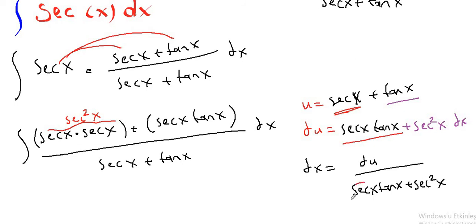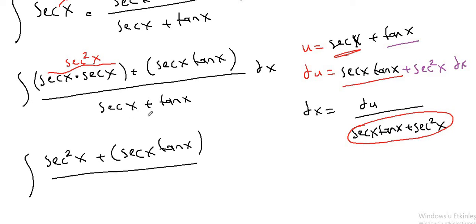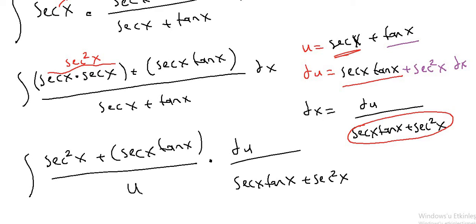If you realize that this denominator is exactly what we have here on the numerator, so we can cancel that out easily. Now let's rewrite everything in terms of u. So what we have on top is secant squared of x plus secant x tangent x, and on the denominator we have secant x plus tangent x that we call u, times, instead of the dx, we have du over secant x tangent x plus secant squared of x. Now this is identical, so we can cancel out.